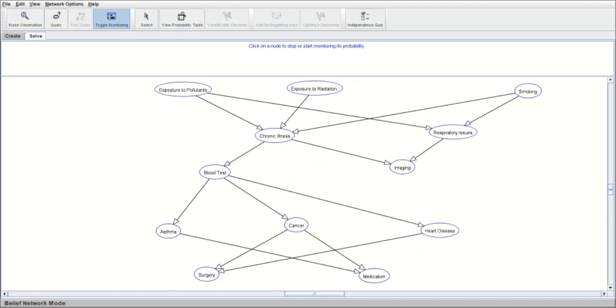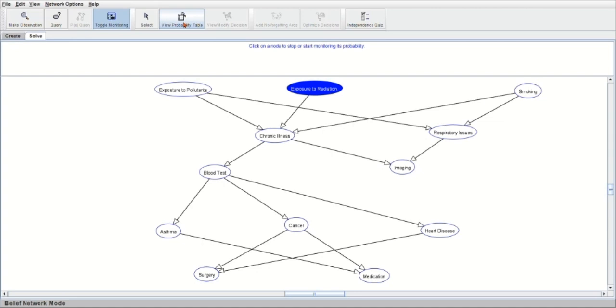Then at the last level, there are two possible actions which can be taken by the patient. If someone has cancer, then one can go for surgery or take medications. But if someone has heart disease, then the only option he or she has is to undergo surgery. So these are the interdependencies.